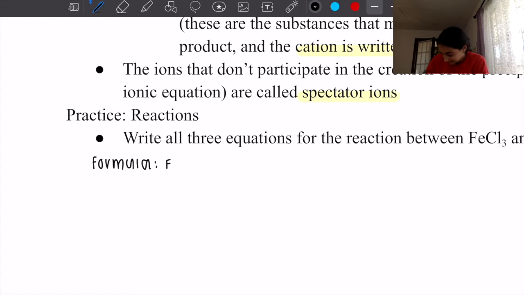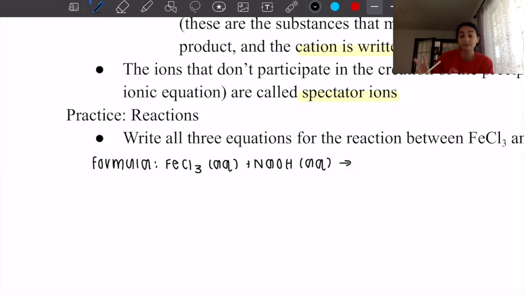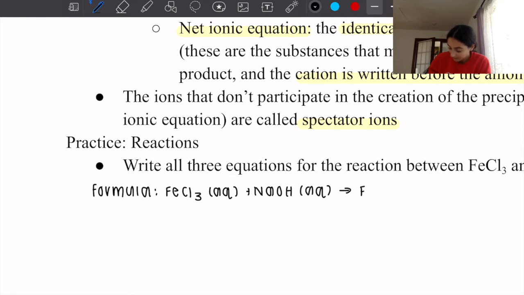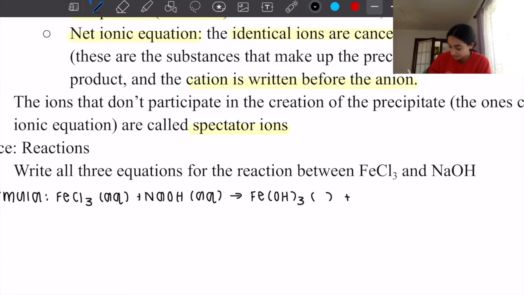So I have FeCl3. And remember, we are going to write (aq) plus NaOH, which I will also write (aq) after, is going to yield, and remember, in a double replacement, the metals switch places and the non-metals switch places. So we will end up with Fe(OH)3, I'm going to leave a little space, plus NaCl. Now we have multiple things to do with this equation.